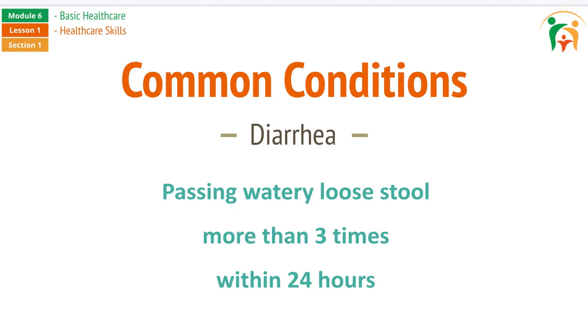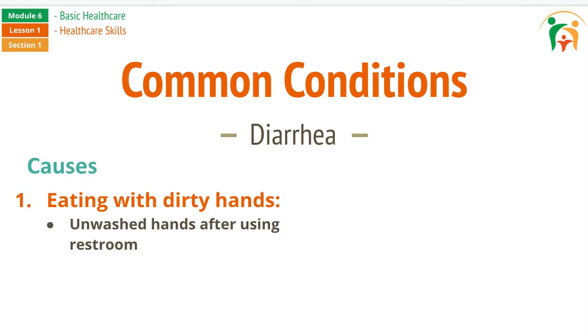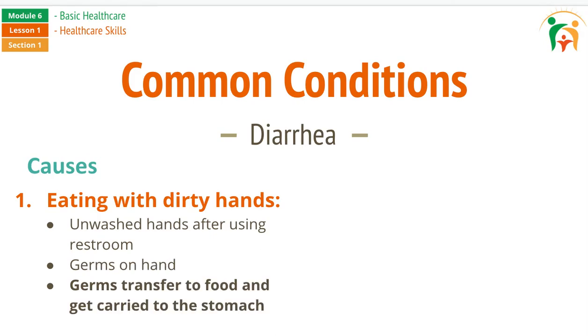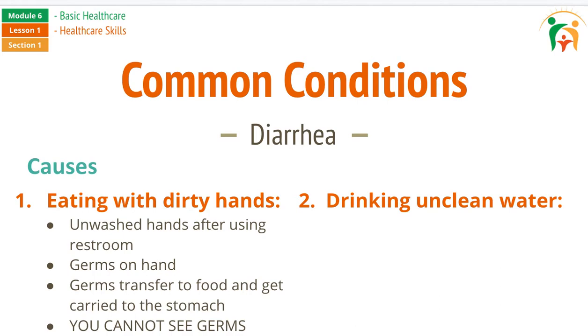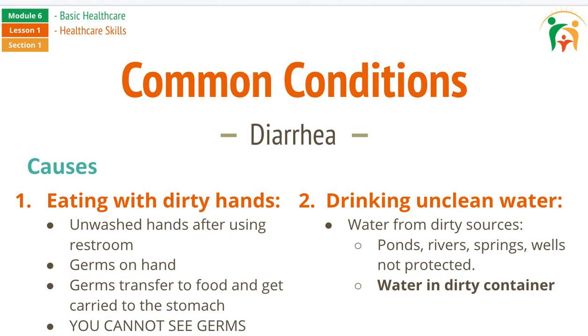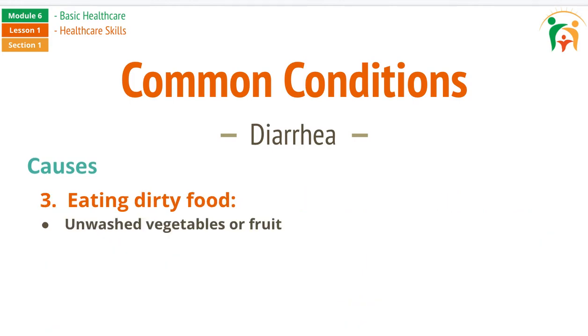Diarrhea is passing watery loose stool more than 3 times within 24 hours. Causes of diarrhea are eating with dirty hands, unwashed hands after using the restroom, and germs on hands. Germs transfer to food and get carried to the stomach. You cannot see germs. You can also get diarrhea through drinking unclean water, water from dirty sources. These are ponds, rivers, springs, and wells that are not protected. Water in a dirty container has germs that get carried into the body.